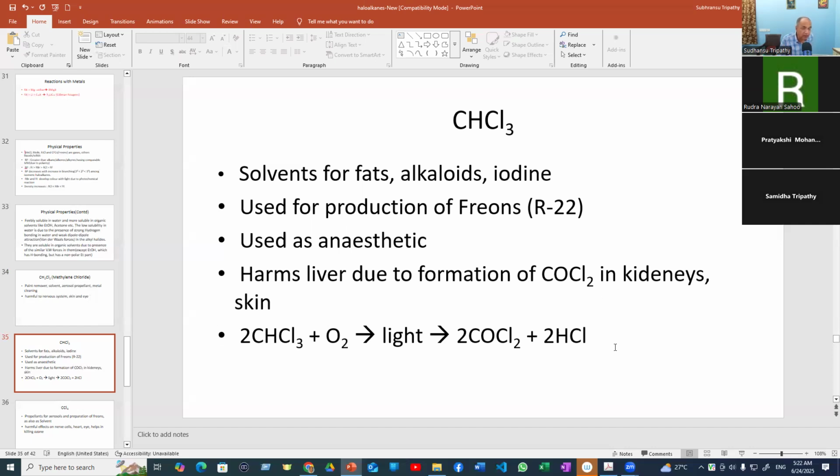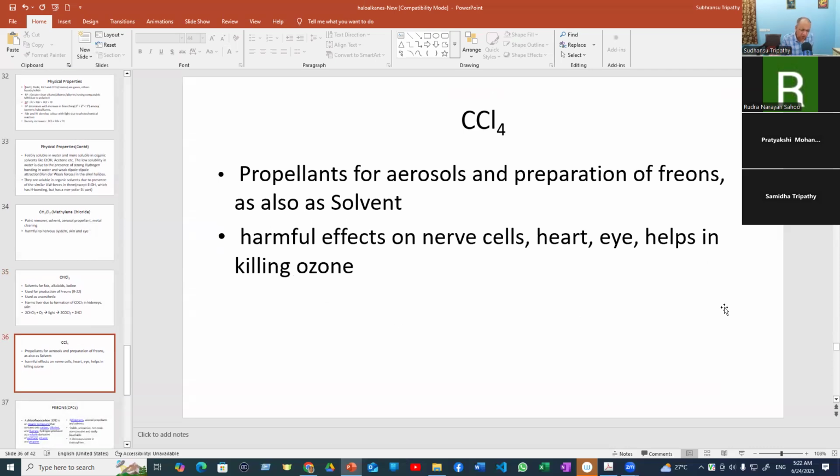Used as an anesthetic, it harms the liver due to the formation of carbonyl chloride or phosgene. So this is an important reaction where chloroform, in the presence of light, reacts with oxygen and is oxidized to carbonyl chloride and HCl. Today, Samita, we are finishing the alkyl halides, and from next class we'll be taking haloarenes, chlorobenzene. That is a short chapter. Carbon tetrachloride is also a propellant for aerosols, used in the preparation of freons, and as a solvent in organic reactions. Harmful effects are on nerve cells, heart, and eye, and it helps in killing ozone.